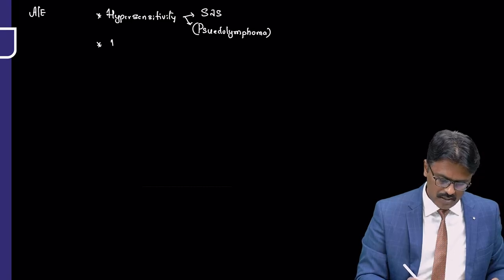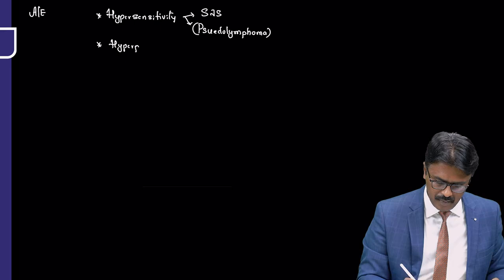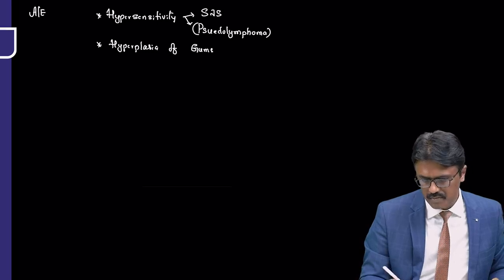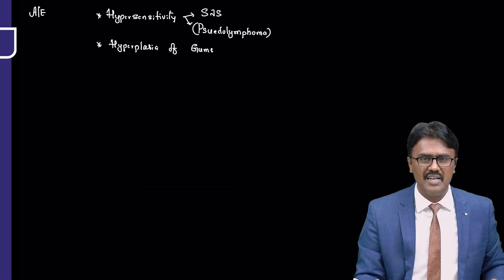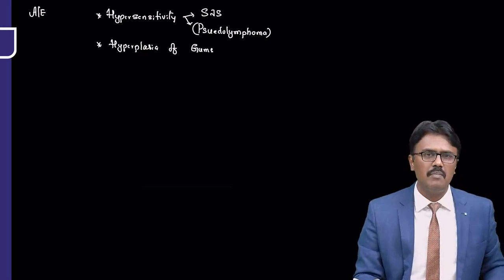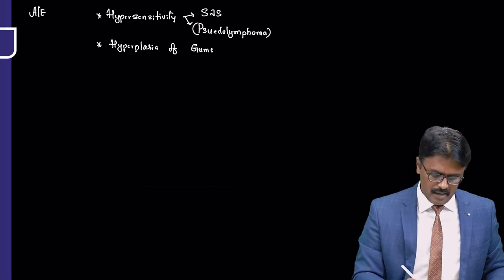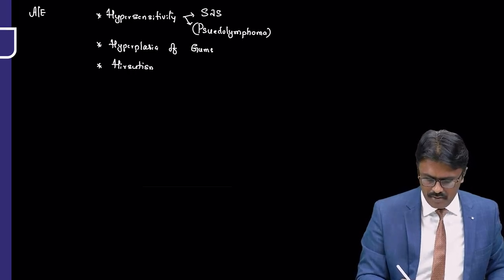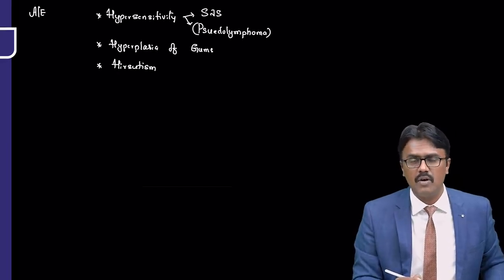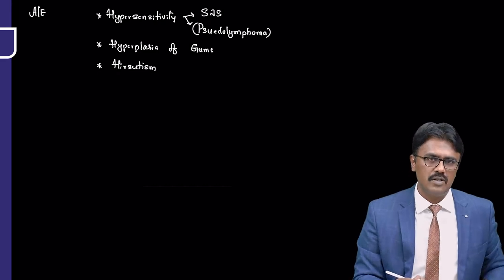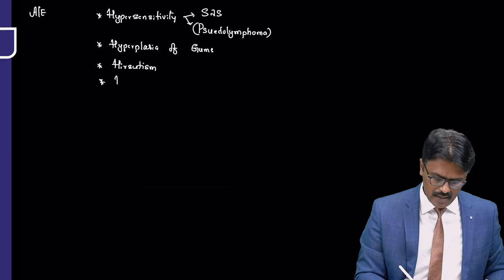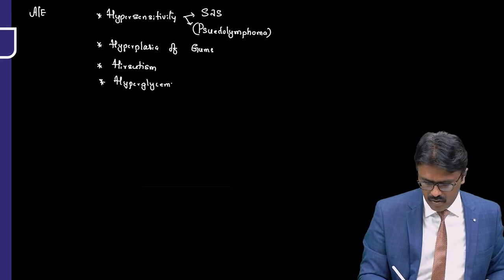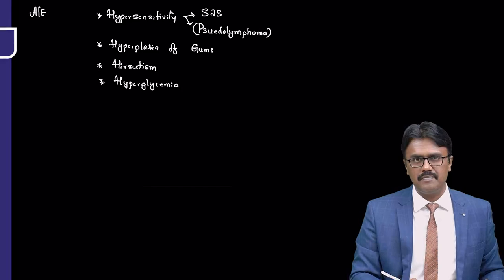One more H is hyperplasia of gums. So it will cause hyperplasia of gums. Gums will become hyperplastic, that is big in size, or we call it gum hypertrophy. Now it can also cause hirsutism. So a female patient may not accept this for longer therapy because of the problem of hirsutism. And it can cause hyperglycemia. The glucose level may rise.